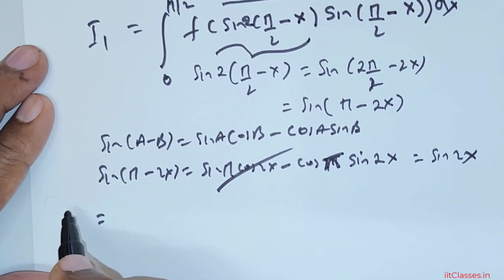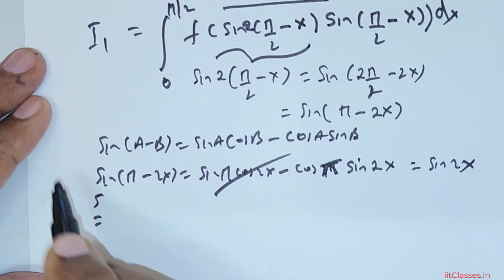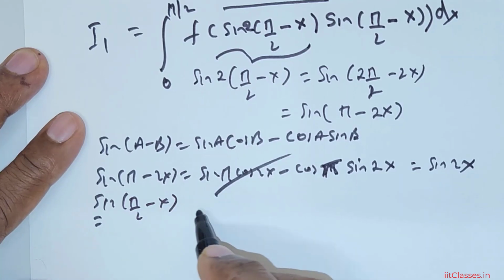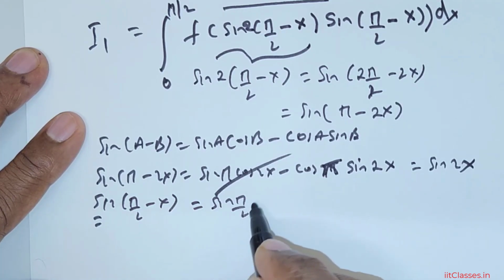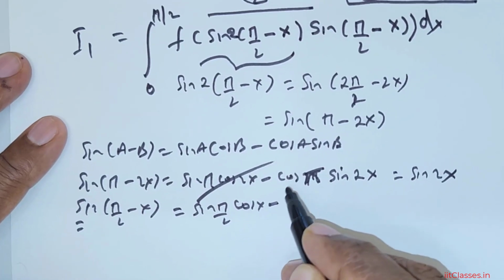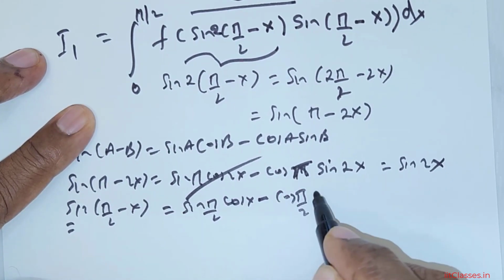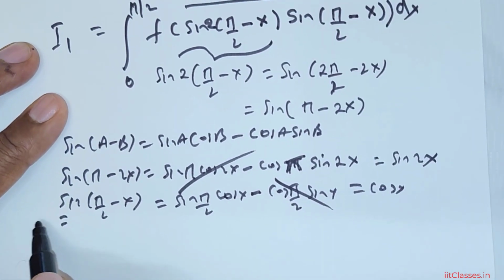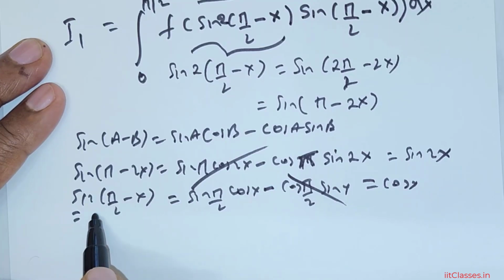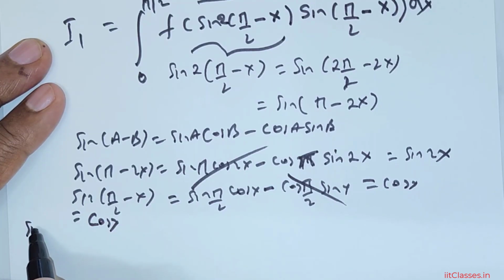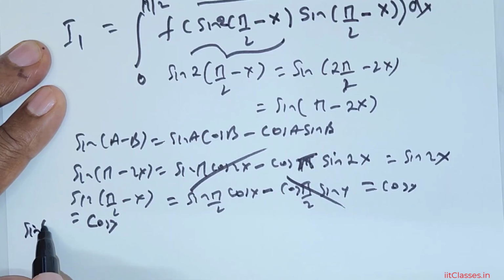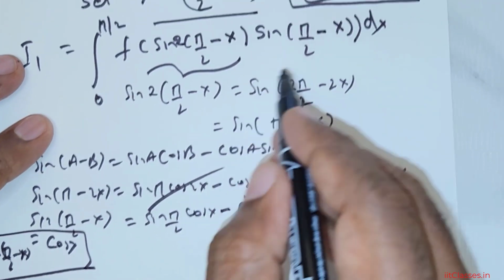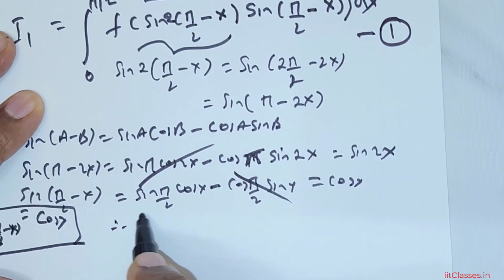So that is for this function f of sine 2 times pi over 2 minus x. Now we need to handle sine of pi over 2 minus x. So this is going to be sine pi over 2 cos x minus cos pi over 2 sine x. So this goes off, giving us cos x. So sine of pi over 2 minus x is going to be cos x.